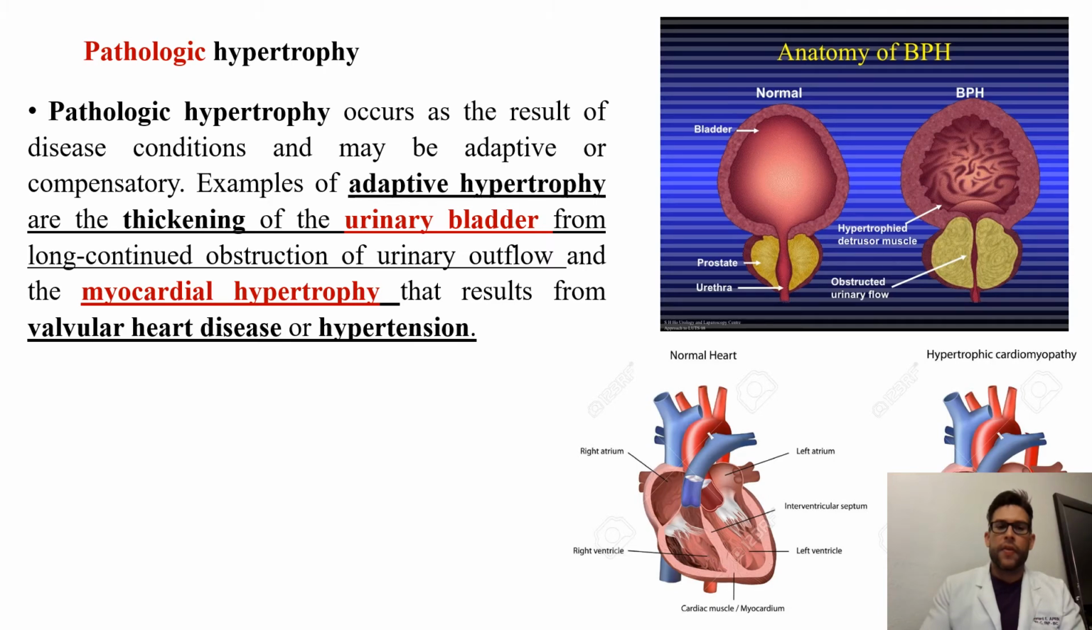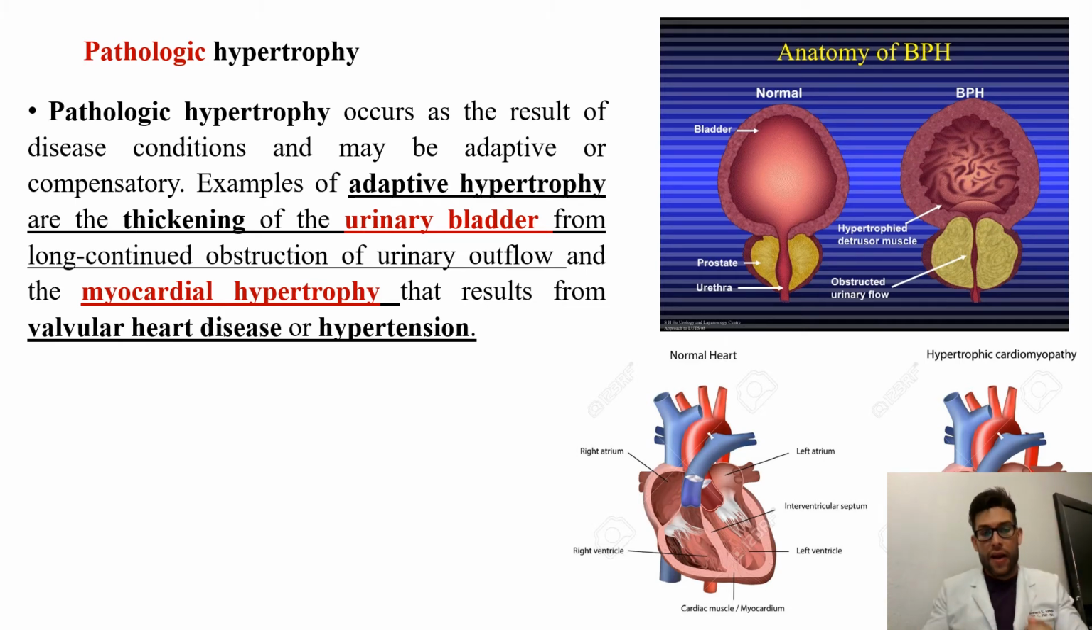In other words, when someone has, like the picture showing here, an enlarged prostate, this enlarged prostate, known as BPH, benign prostatic hyperplasia, blocks the normal urine outflow out of the bladder. And as a consequence, the bladder extends and increases in size. And this is an example of adaptive hypertrophy: thickening of the urinary bladder from long continuous obstruction of the urinary outflow.